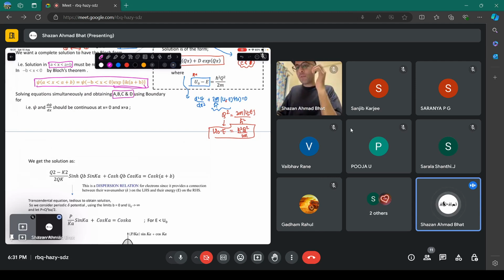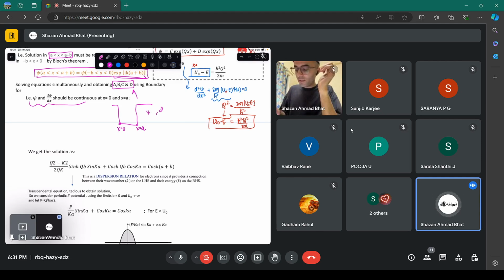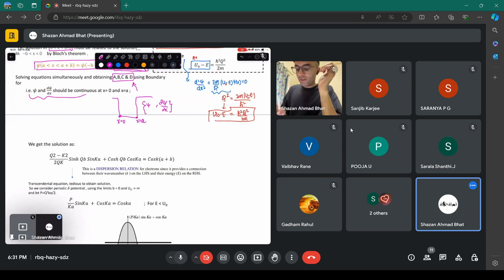You have to invoke boundary conditions. If you take any book on solid state physics or semiconductor physics, you can easily find how to compute these coefficients. The boundary conditions are that the wave function should be continuous at these particular regions. At x equals 0 and x equals a, the wave function and the wave function derivative should be continuous. Why should that be the case? Because you know the electron cannot just disappear here. It's not an infinite potential well where the electron is just trapped there.